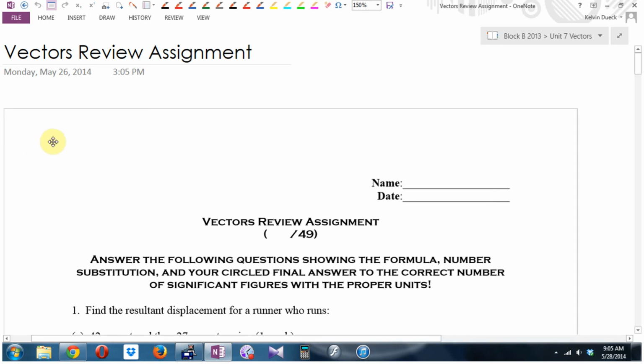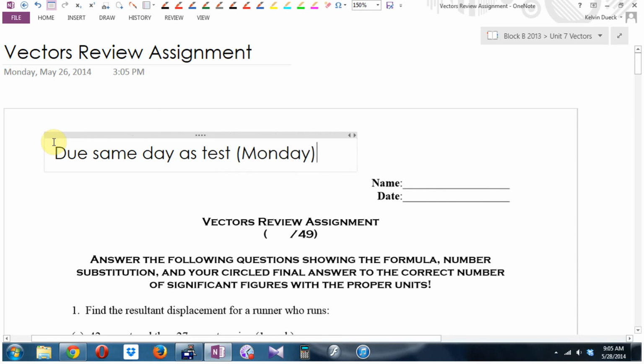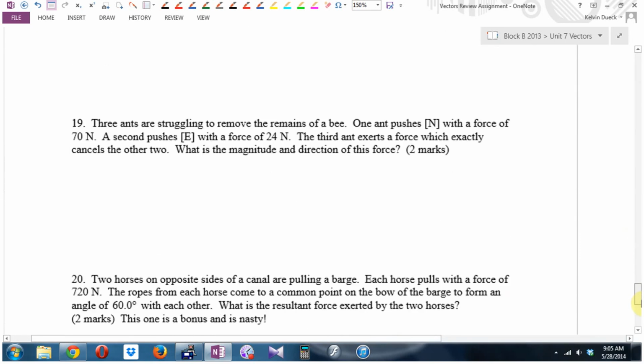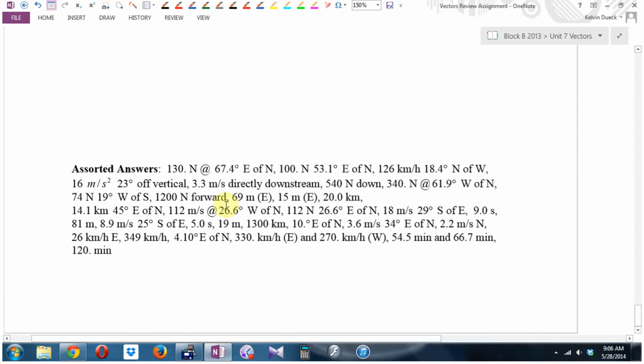First of all, this is due the same day as the test, which for my block B's is Monday. My block G's, I think it's going to be Tuesday, but I have to double check. There are answers, sort of. If you look on the very back, you should find all your answers somewhere in here. They're scrambled, not in the right order, but you should find them there.